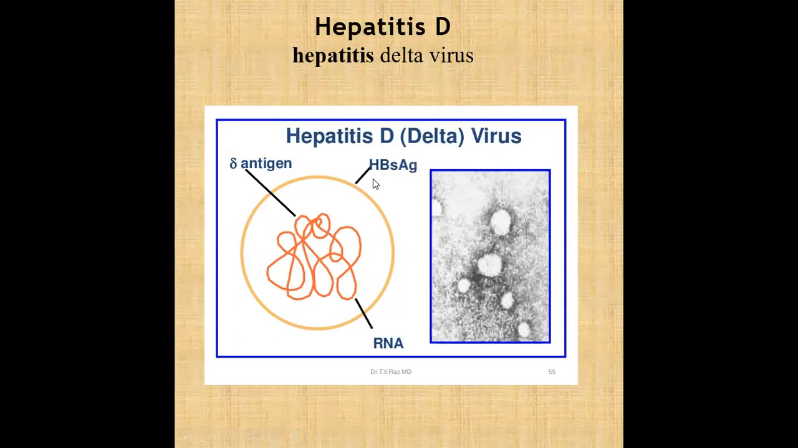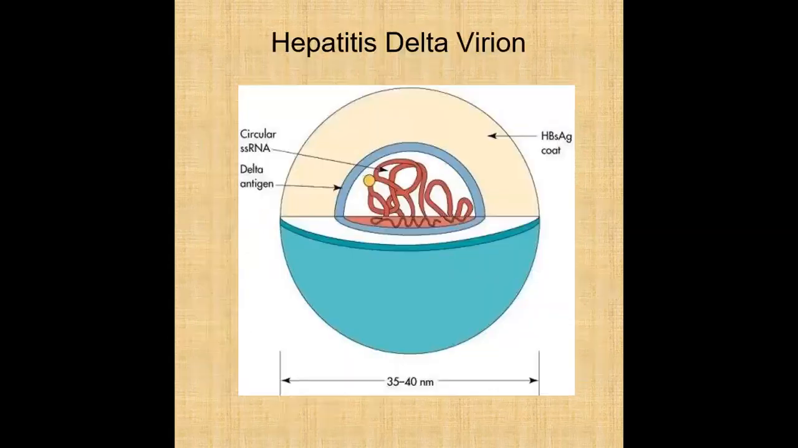Hepatitis D cannot exist if hepatitis B is not present. To spread or to cause any type of disease, hepatitis D always requires hepatitis B. They go both hand in hand.